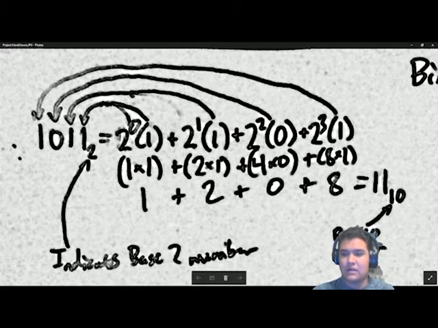And right here, I wrote a 10 in subscript so that we know that this 11 is not a binary number, but a base 10 number.